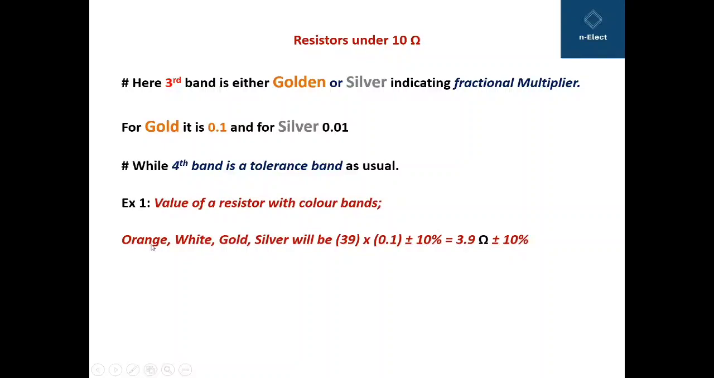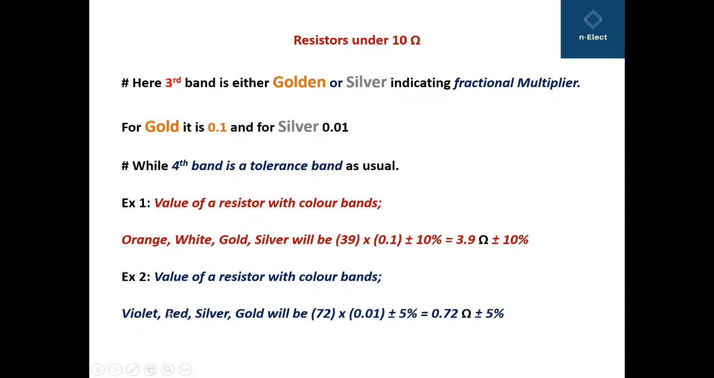So for orange, here we are writing 3 as the first digit associated with orange color. For white, naturally 9, the last one, multiplied by gold. Gold is 0.1. So fractional multiplier, since it's a multiplier, we'll have to multiply it, not take 10 raised to power. So here you will have to multiply it by 0.1. So 39 multiplied by 0.1 plus minus 10%. Why 10%? Because silver is the fourth color band, which is a tolerance band. So this is the fractional multiplier band and this is the tolerance band. So the value of this resistor with the colors shown will be 3.9 ohms plus minus 10%.